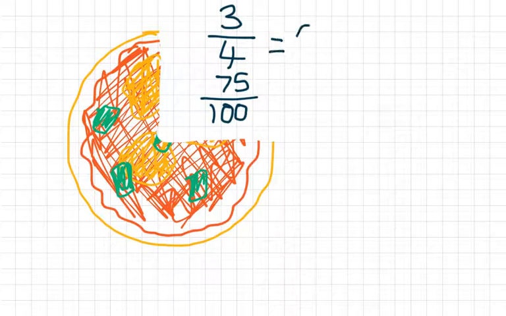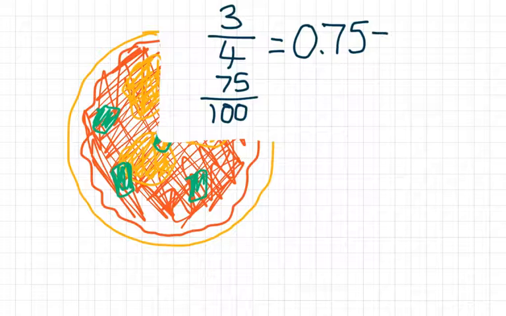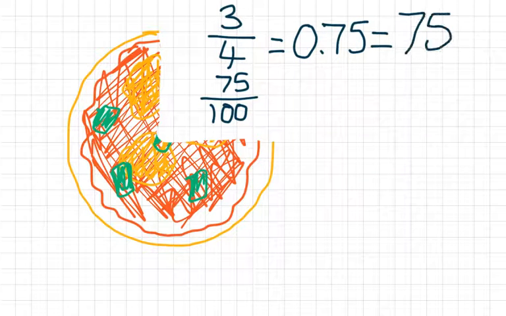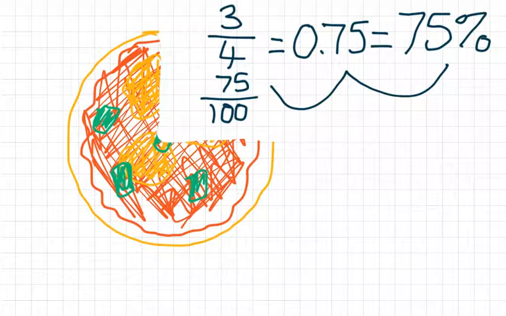As a decimal then, it will be 0.75. What would it be as a percentage? Use those patterns. 75%. Look at the connections there. So those are some basic fractions that you know. And we can look at those on a 100 square as well, like we just did.